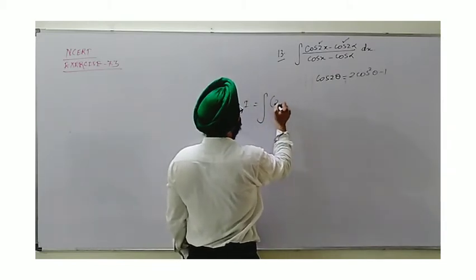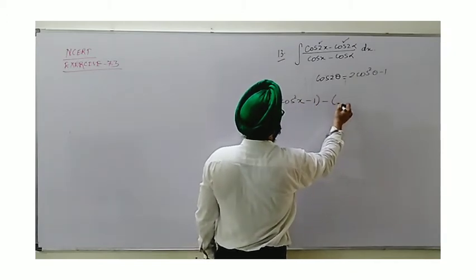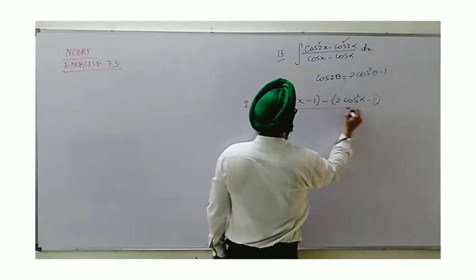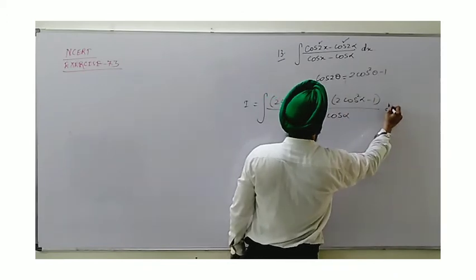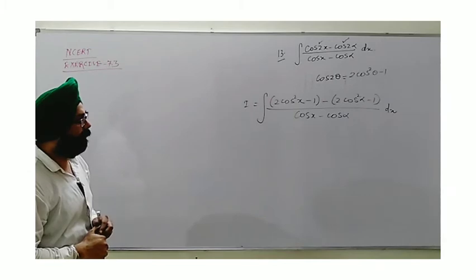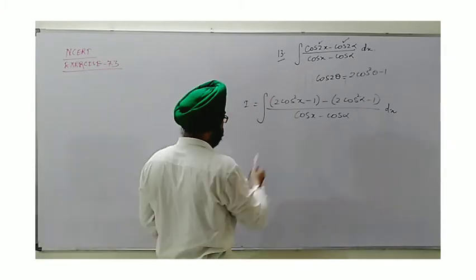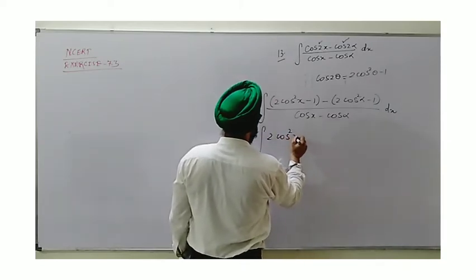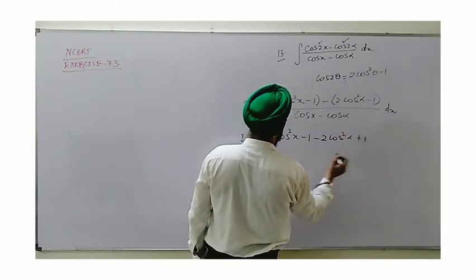The integral can be written as (2 cos square x minus 1 minus (2 cos square alpha minus 1)) upon (cos x minus cos alpha) dx. Why am I applying this identity? Actually, in the denominator we are given cos x and cos alpha, so in terms of those only, I need to convert. When we open the bracket, see the change: 2 cos square x minus 1 minus 2 cos square alpha plus 1.